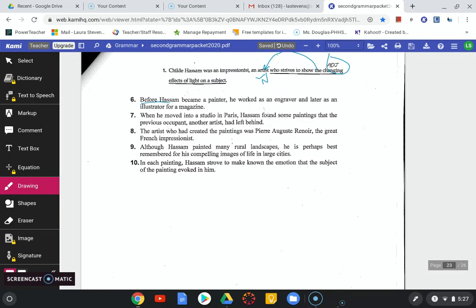Okay, before he became a painter, what did he do? He worked. To work is a verb, adverb clause, right? When he moved to studio in Paris, what did he do? He found. It's another verb, to find, adverb. Who created the paintings? The artist. Okay, that's a noun. They tried to trick you, adjective clause.